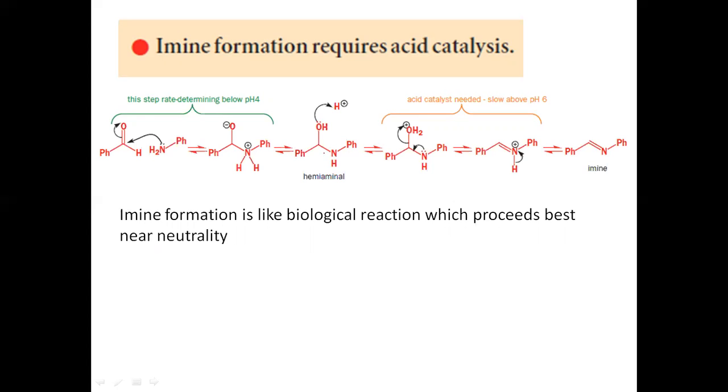Once this hemiaminal is formed, it is protonated in the presence of acid. That is how all the reactions you have done so far emphasize the presence of catalytic H plus on the arrow. When I'm carrying out the reaction in presence of acid, as we are saying imine formation requires an acid catalyst, when H plus is added, that H plus will protonate this OH and form OH2 plus. Once it forms OH2 plus, we have all seen that this is a very good leaving group.